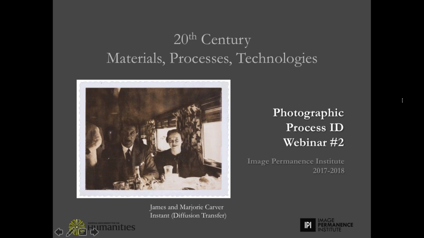In today's webinar, we will discuss 20th century photographic processes and materials. This is intended to be an overview, and we will focus on the most commonly used processes. We will also focus on how visual characteristics we use for identification are directly tied to materials and technologies used to make photographs. Go ahead and ask questions as they come up, and I will answer them at the end.